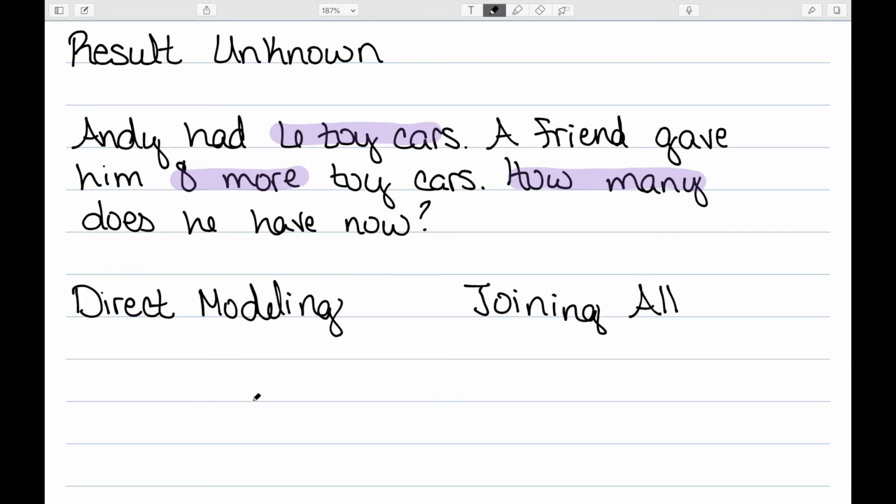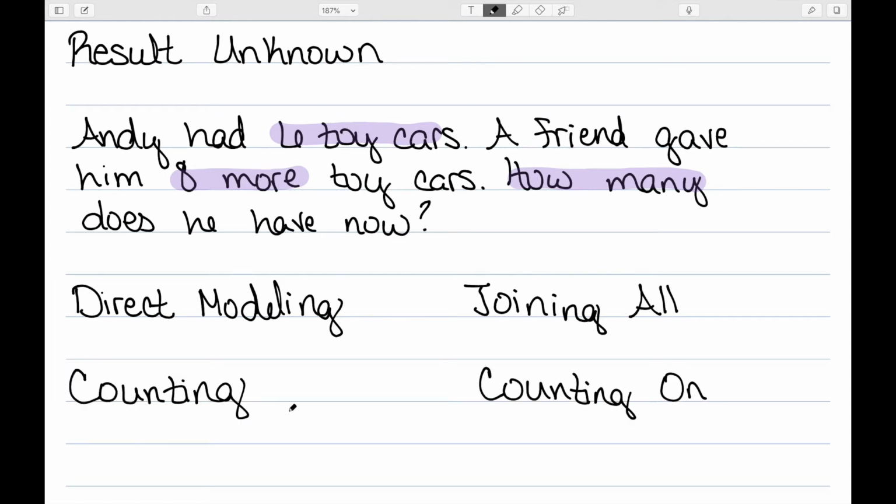If we use direct modeling to solve this, the most common strategy would be joining all, having a set of 6, a set of 8, and then counting them together. The most common type of counting strategy would be counting on. We start at 6 and then we count 8 more to get to the final answer. And in these result unknown problems, we can do a basic number sentence that we are looking for something like 6 plus 8 equals what? So this is the basic form of number sentence for the result unknown join problems.